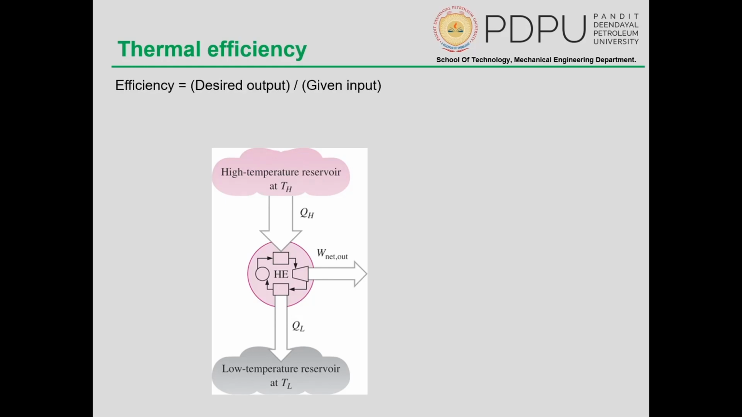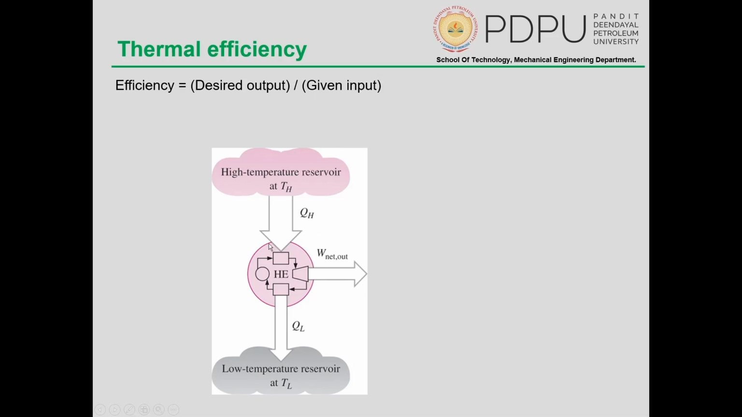Okay, so that is efficiency, because if you simply talk about output upon input, that doesn't indicate the proper efficiency. In our case, if you are talking about the thermal efficiency, what is our desired output? Is it W net or Q loss? So our desired output is W net, and the given input is QH.